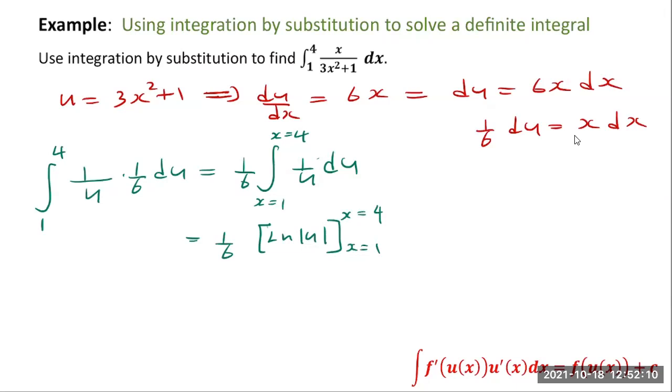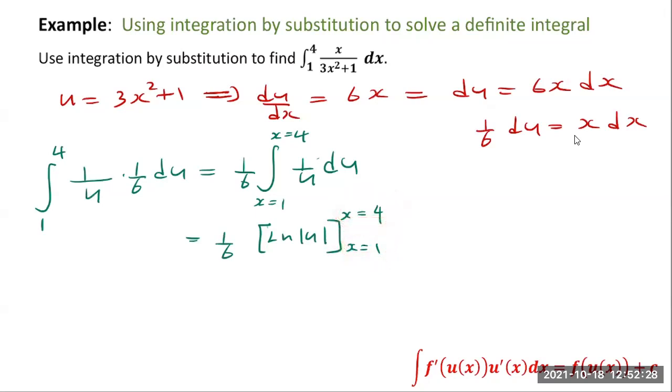The upper limit is x is equal to 4. The lower limit is x is equal to 1. I'm writing this letter x because this is an expression in terms of u. That's why, to distinguish that these limits are for different variables, I'm putting x is equal to 1 to x is equal to 4.